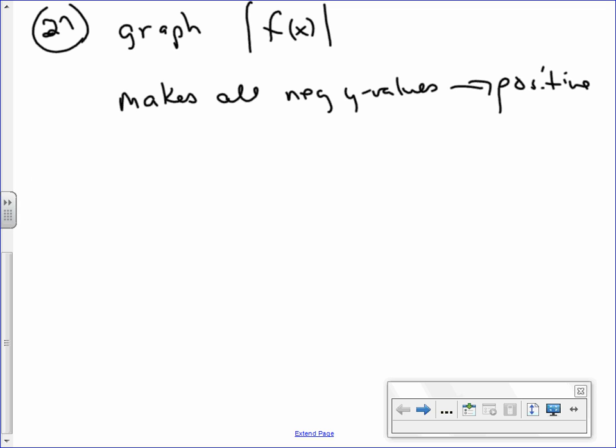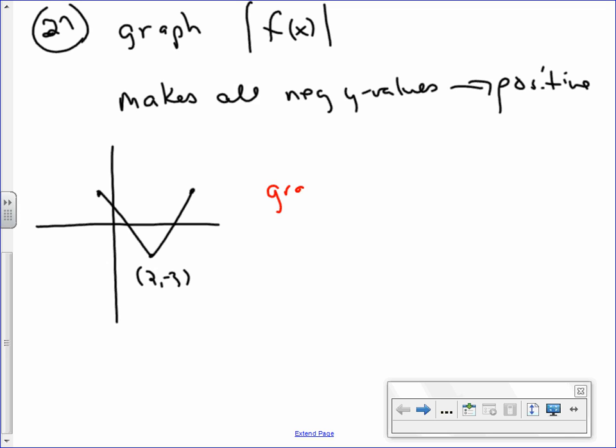So you can do that numerically, but it's pretty easy to see graphically as well. So for example, take a look at this graph. So here's this graph, and I'm going to make this point 2, -3. If I tell you to do the graph of the absolute value of this graph, these things over here that are already positive up above are not going to change. They're going to stay exactly like they are.